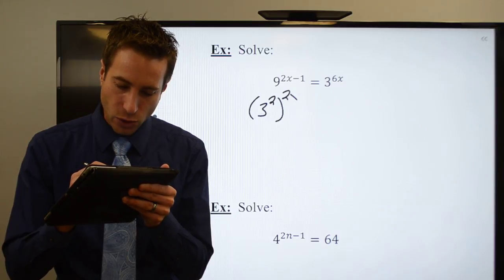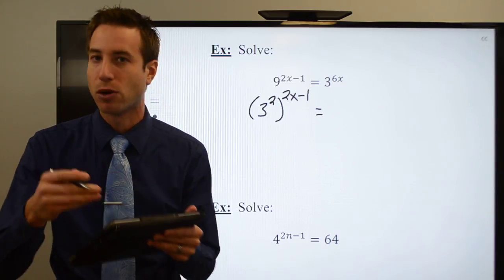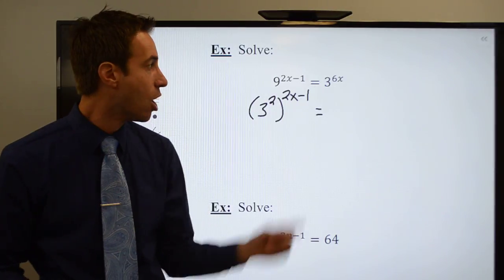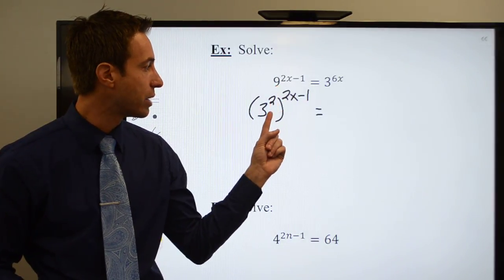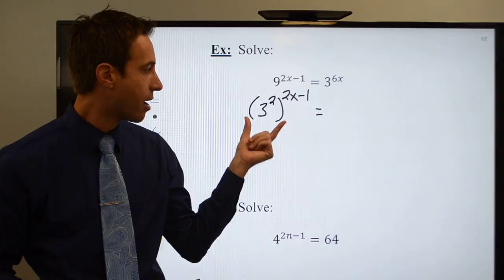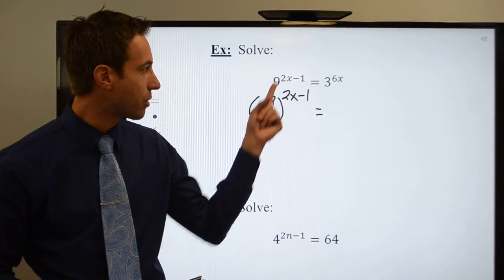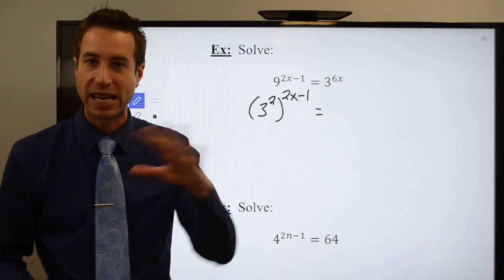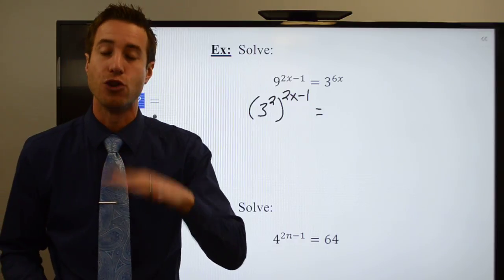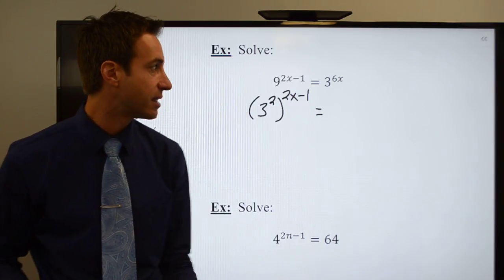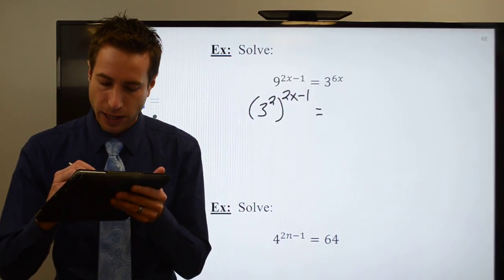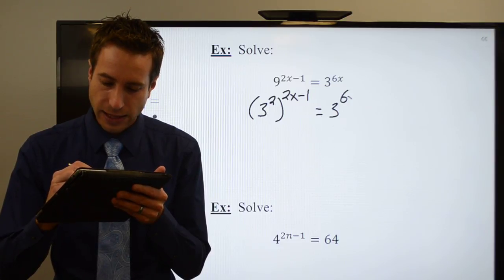Again, I don't have to do it to both sides because I haven't actually multiplied, added, subtracted, or divided anything. All I did was take that 9 and I rewrote it as a 3 squared. I put it in parentheses so that I know that that's supposed to be my 9. I've just rewritten my base. And on the other side, I still have a 3 raised to the 6x power.